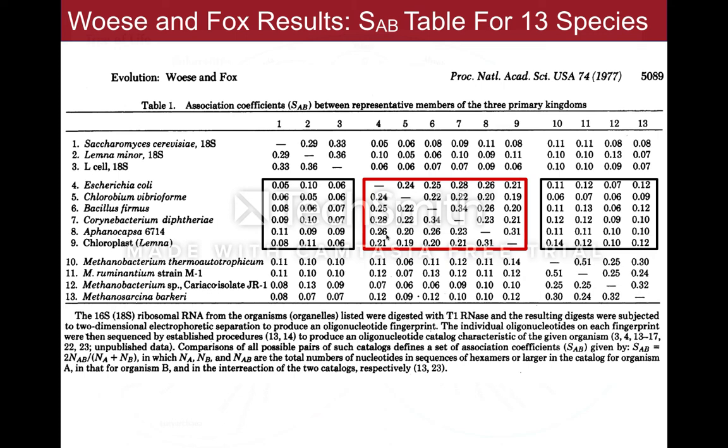I don't even know what this is, Aphanocapsa, 0.26, I think that's been renamed, and a chloroplast, 0.21. And the E. coli similarity to all the eukaryotes is much lower: 0.05, 0.1, 0.06. And the E. coli similarity to this other group is also lower, right? This is where they saw, by staring at this table and sorting it by these groups, the groupings. That make sense?